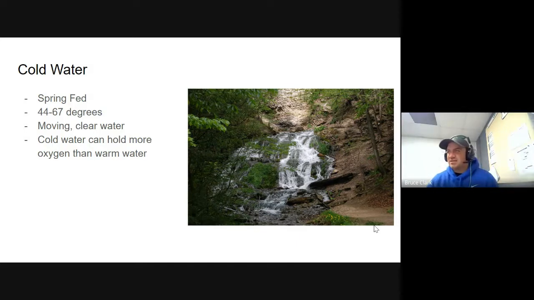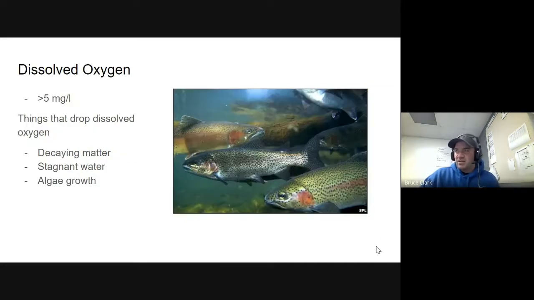It's moving, it's clear, and a big factor as to why this is important is that cold water can hold more oxygen than warm water can. That's really big. Trout require a lot of oxygen, and so cold water is better at holding that. Also, if the water is very cold, typically that means it is free of fertilizers and nitrates and those kind of things that have washed down from the floodplain itself. So cold water is important.